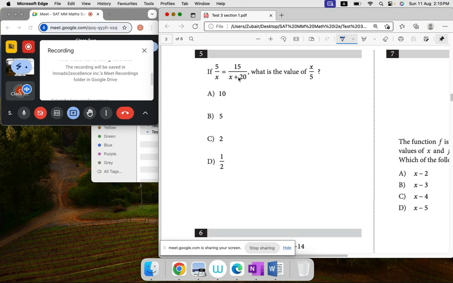If 5 by x is equal to 15 by x plus 20, what is the value of x by 5?